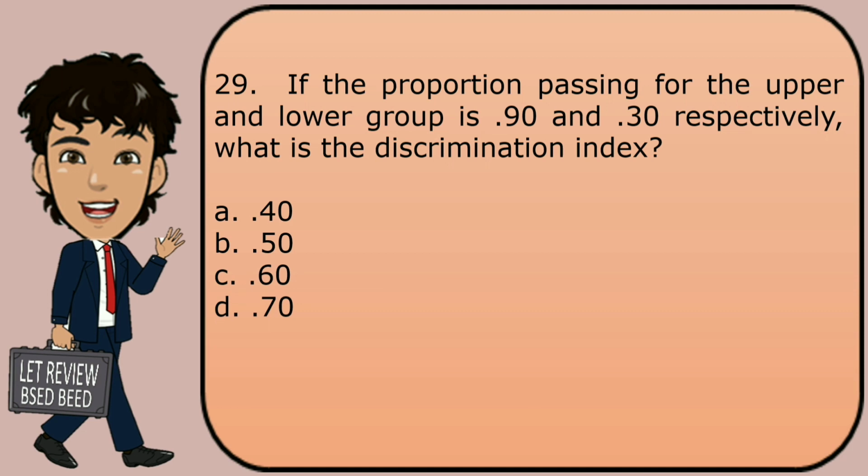(29) If the proportion passing for the upper and lower group is 0.90 and 0.30 respectively, what is the discrimination index? A. 0.40. B. 0.50. C. 0.60. D. 0.70.